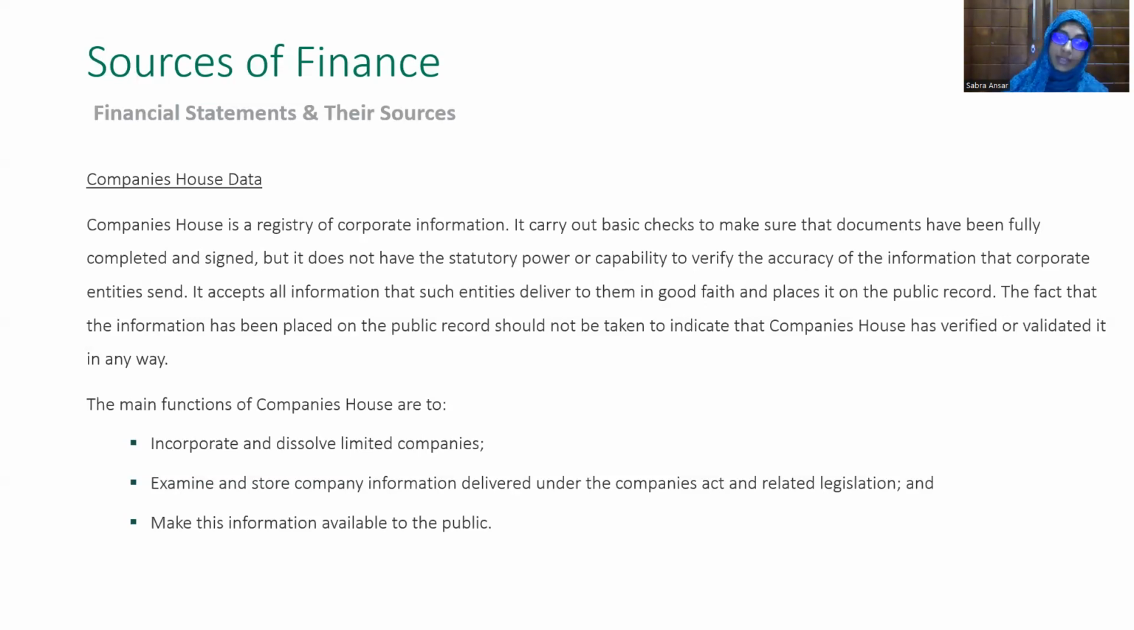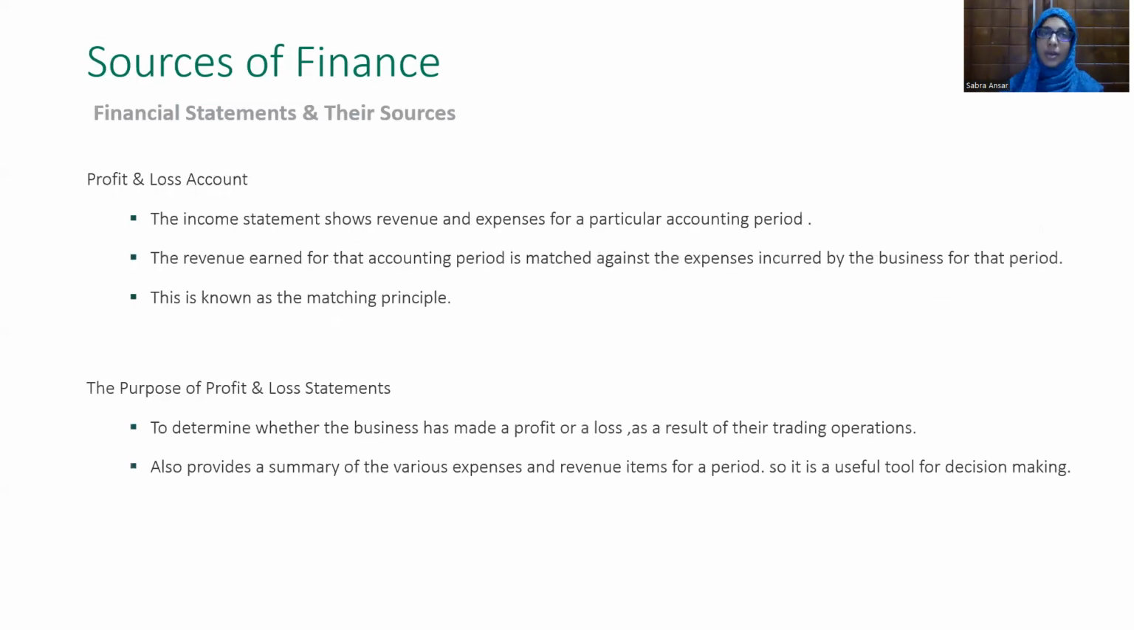So now let's look at the main functions of Companies House. One is to incorporate and dissolve limited companies. Thereafter, to examine and store company information delivered under the Companies Act and related legislation. Thereafter, to make this information available to the public as well. Now, moving on, we are just going to talk about the financial statements and what is included in them, because obviously the sources of finance will be represented in the financial statements, as I told before.